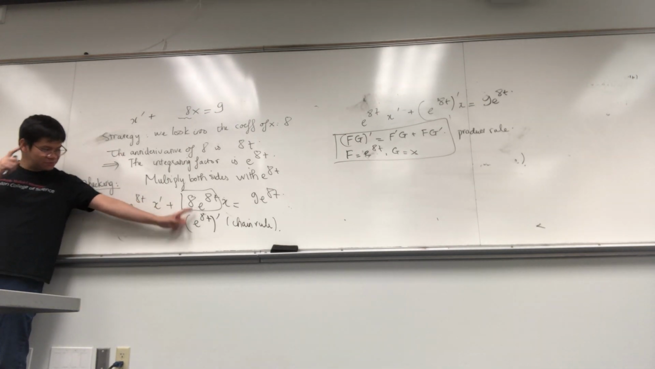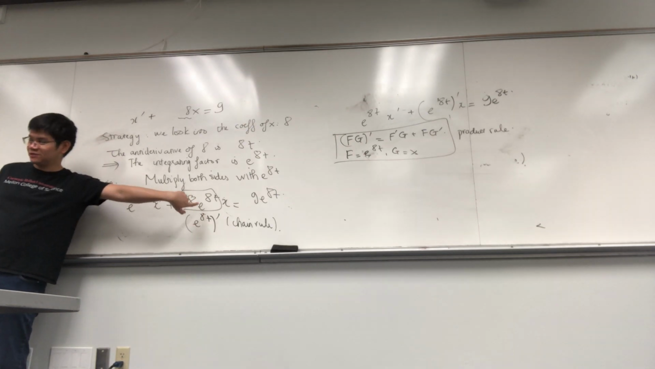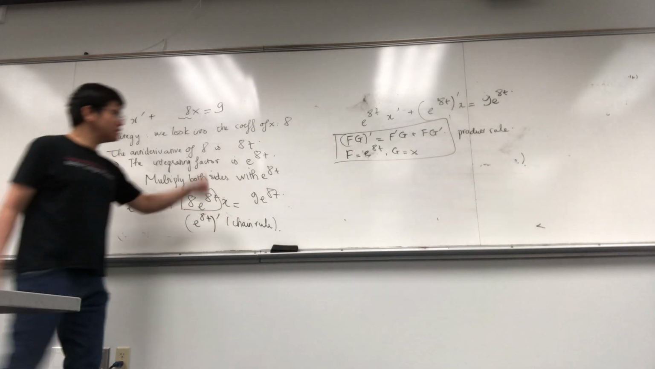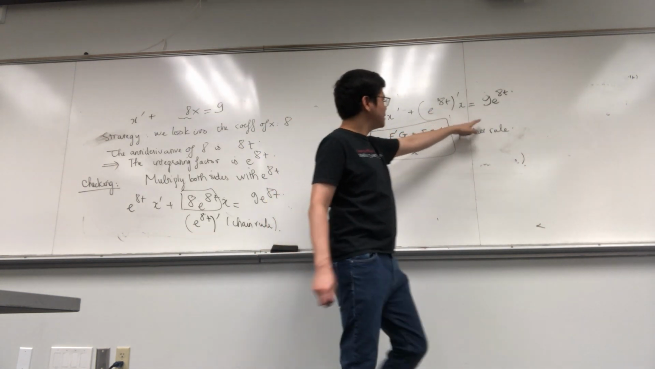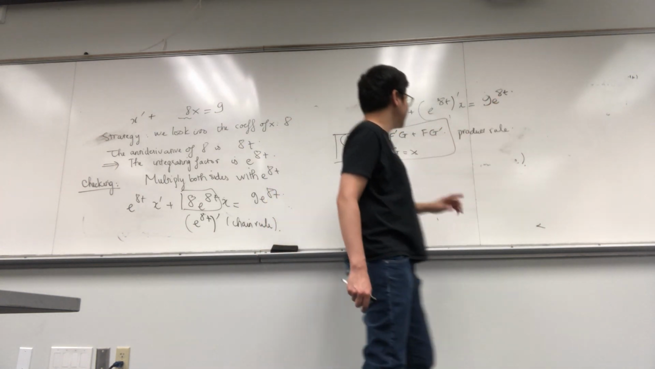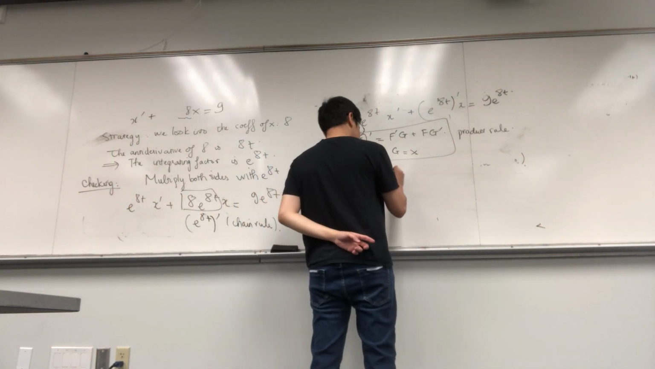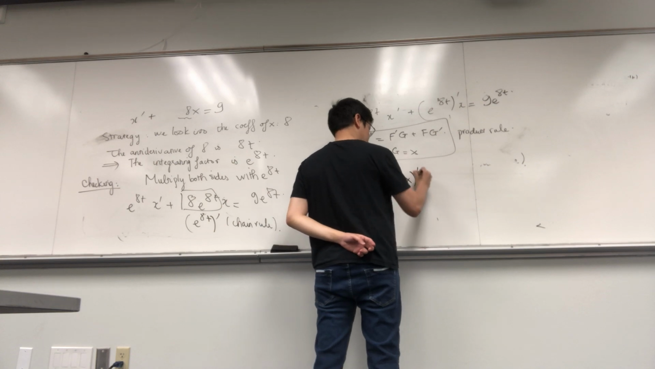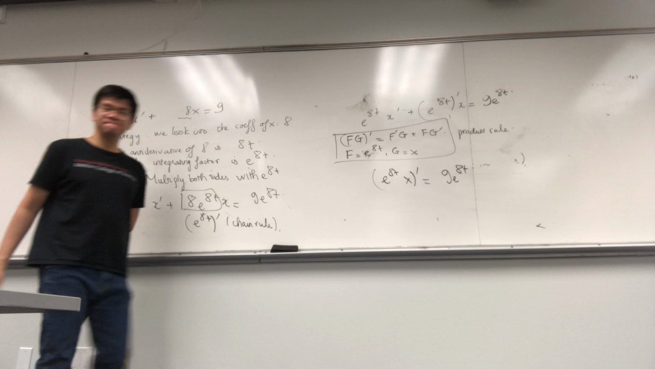So e to the at prime will be e to the at times the prime of at, which is a. So here you're going to get e to the at x prime plus e to the at prime x, and this is a e to the at. So you're going to use the product rule. You're going to get e to the at x prime, and this is e to the at.